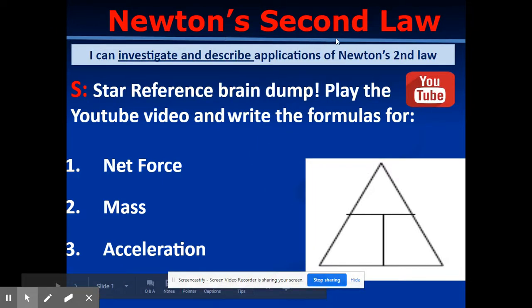Newton's second law of motion. I can investigate and describe applications of Newton's second law. Starter. STAR reference brain dump. Play the YouTube video and write the formula for net force, mass, and acceleration.